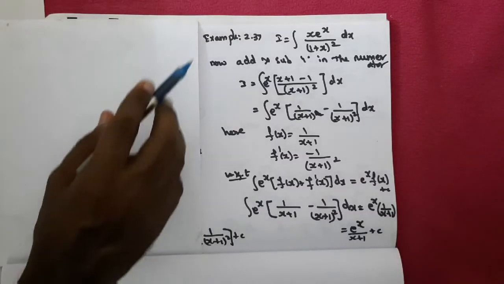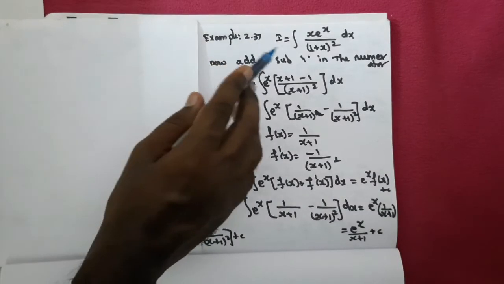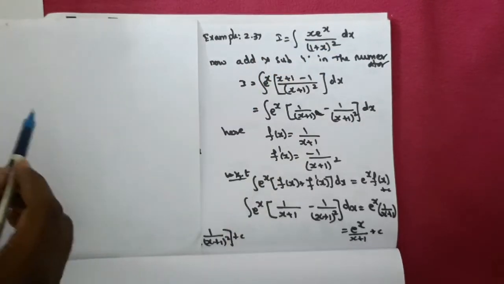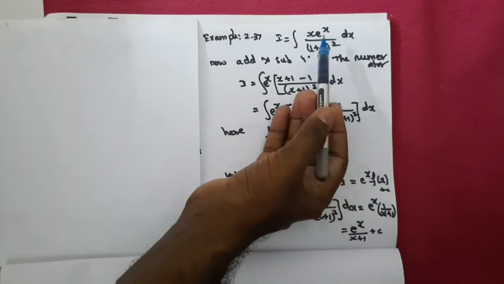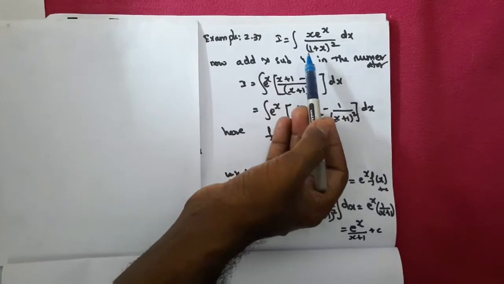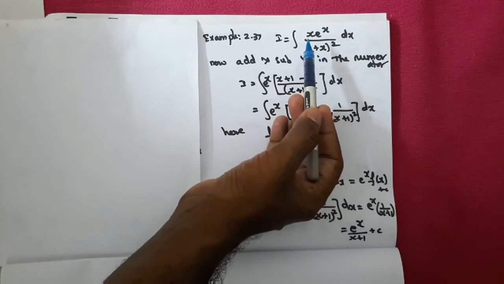So now we are going to see example number 2.37. I equal to integral x into e power x by 1 plus x the whole square into dx. Here also the same thing. So we have e power x. So it is the first type of formula. But in the denominator we have 1 plus x the whole square, but in the numerator we have only x.